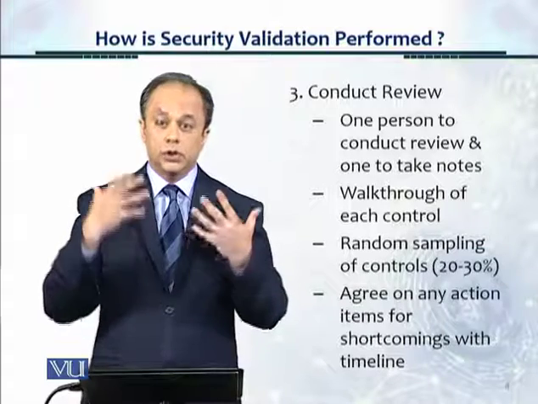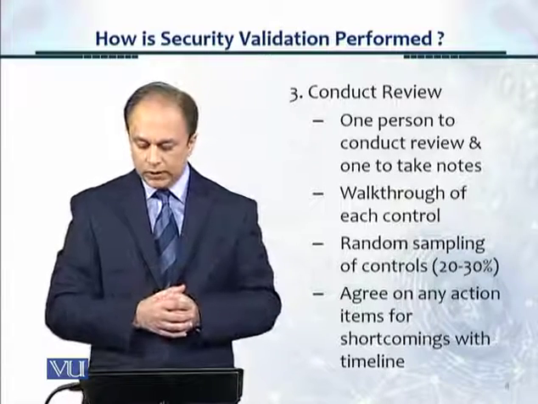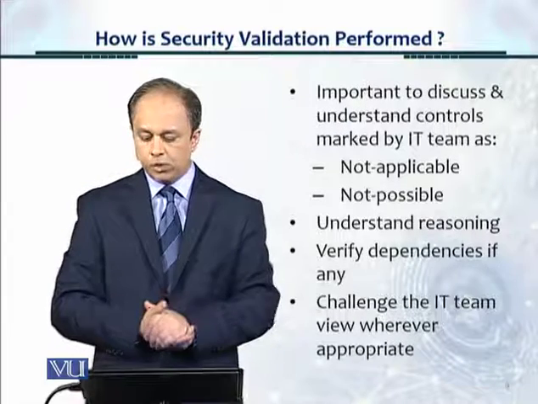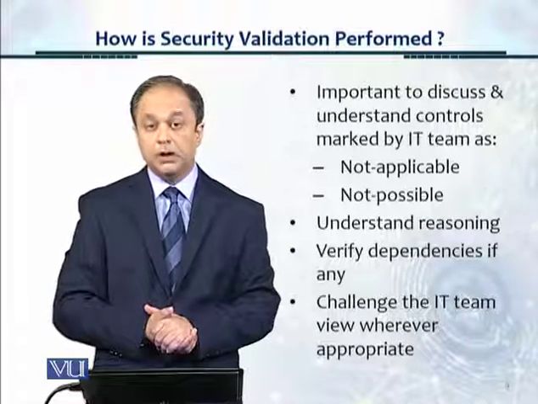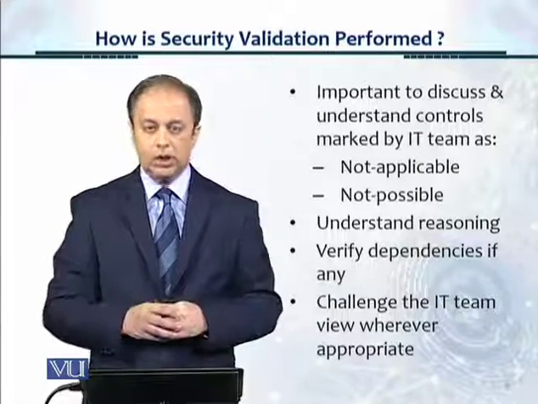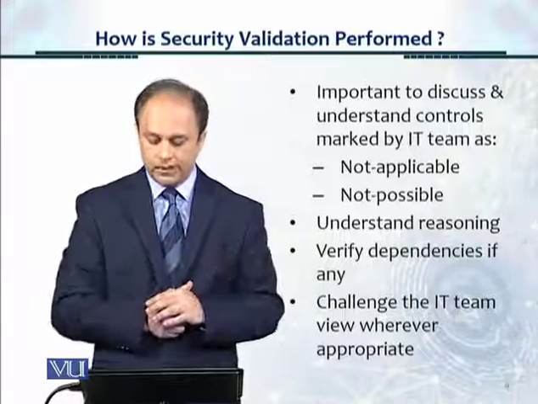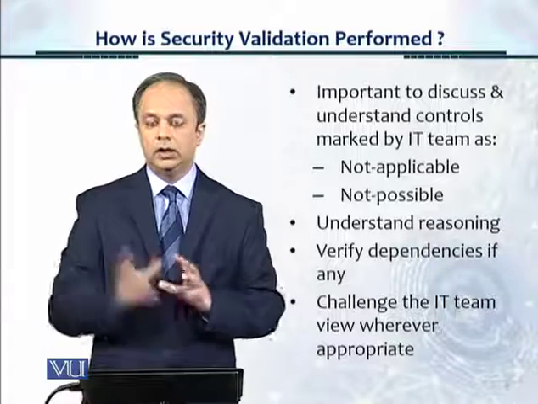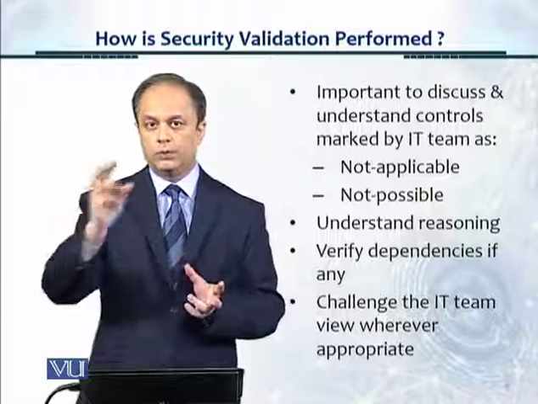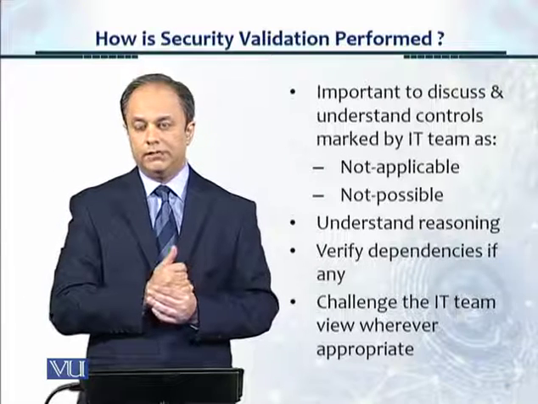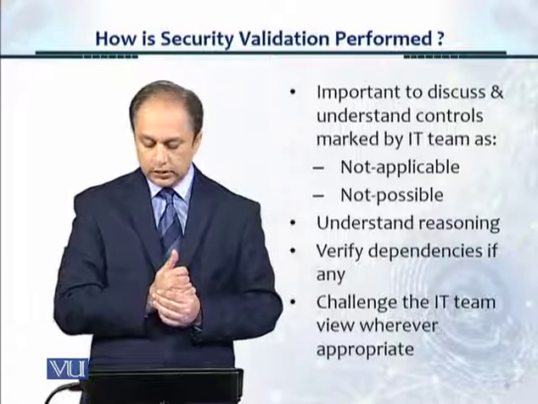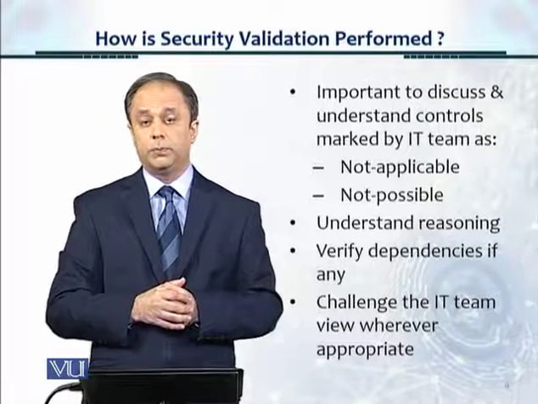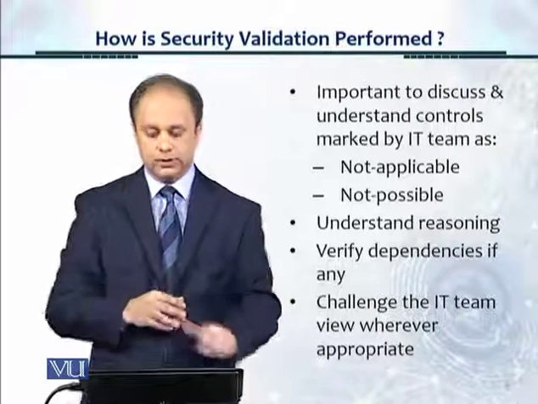What you should actually do is check each control and then agree on any action items for shortcomings, anything that could have been missed. And it's important to discuss and understand the controls marked by the IT team as not applicable or not possible in your environment. And understand the reasoning, verify the dependencies, if any. A particular control may require an approval, it may require a functionality which is not present, and it may require business approval, for example. And challenge the IT team view wherever appropriate. That means that the information security team should challenge the IT team.